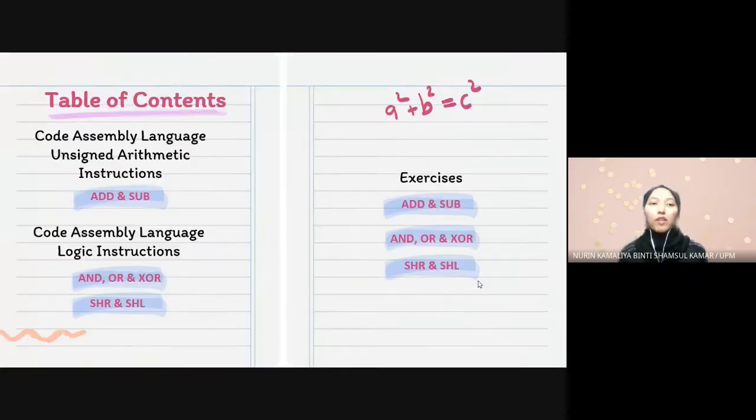So today, we're going to take a look at two different topics. The first one is assembly language unsigned arithmetic instructions that include addition and subtraction. The second one, we will look into assembly language logic instructions that include AND, OR, XOR, shift right and shift left. And the last one, we're going to do a few exercises to help you understand the instructions.